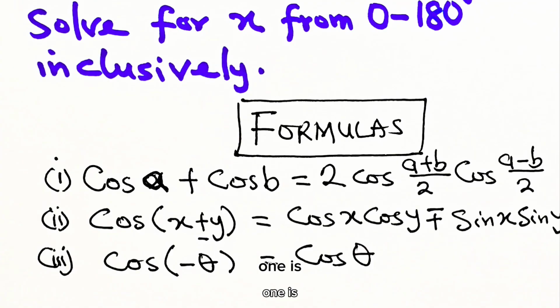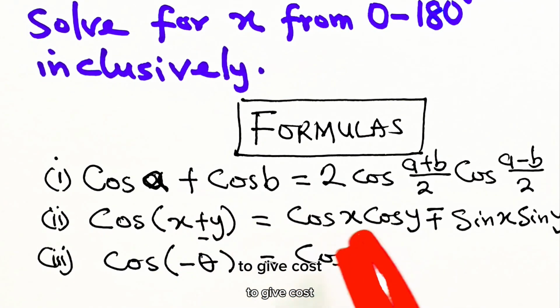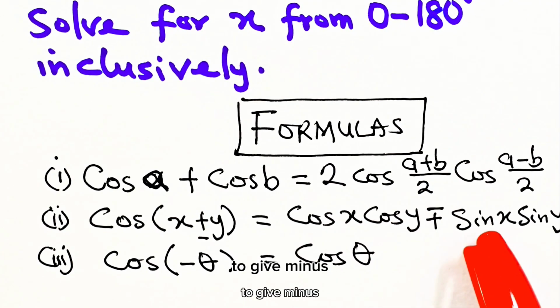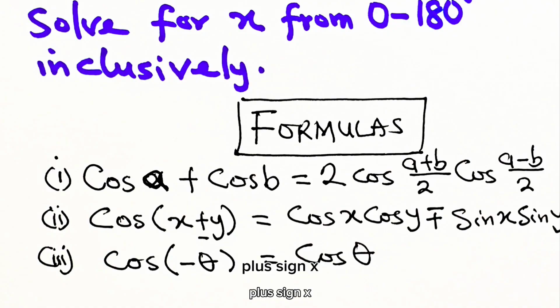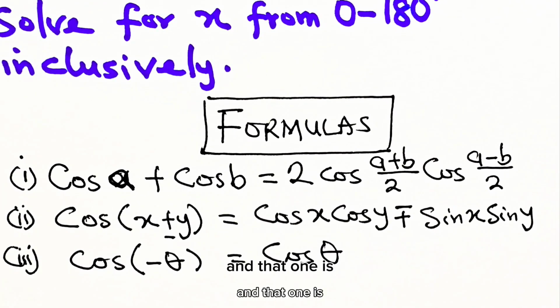The second one is cos of (x plus or minus y) to give cos x cos y minus or plus sine x sine y. That one is the sum and difference formula of sine and cosine. The third one is going to be cos of (minus theta), which is going to give us cos theta. This one is an even identity.